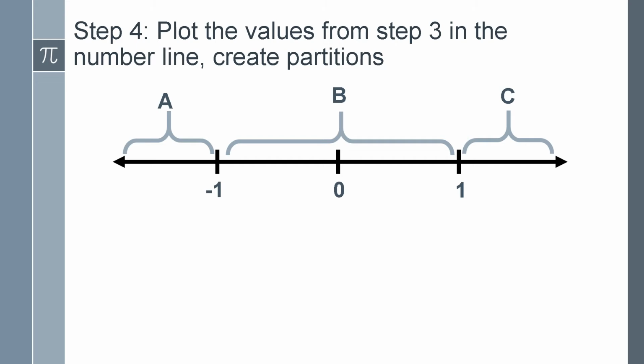For example, sa ginawa ko dito, ang partition ko ay A, B, and C, where yung A part ay numbers that are less than negative 1. And then yung part B are numbers between negative 1 and 1. And letter C are the numbers that are greater than 1.